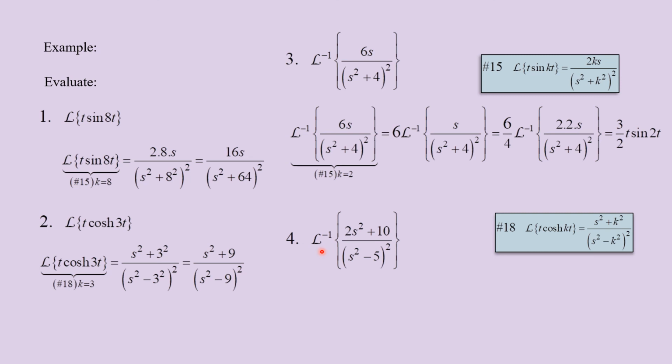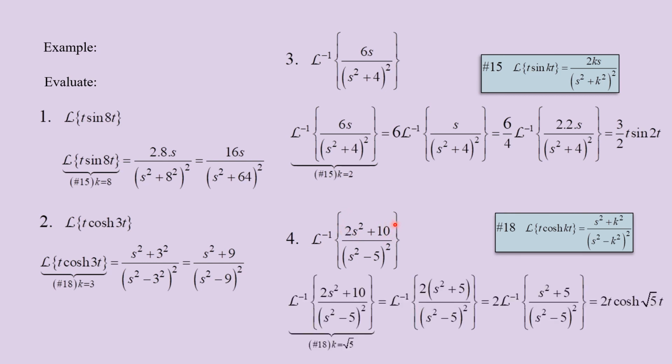Question number 4. What is the inverse Laplace transform of 2s squared plus 10 divided by s squared minus 5 everything squared? So it seems that we can apply formula number 18. Look at the denominator, they have the same form. Alright, the numerator almost has the same form. So we're going to do something to the numerator. We notice that the number 2 is common between these two terms, so take out the number 2, because 2s squared plus 10 is the same as 2 times s squared plus 5. Factor the number 2 from the numerator.